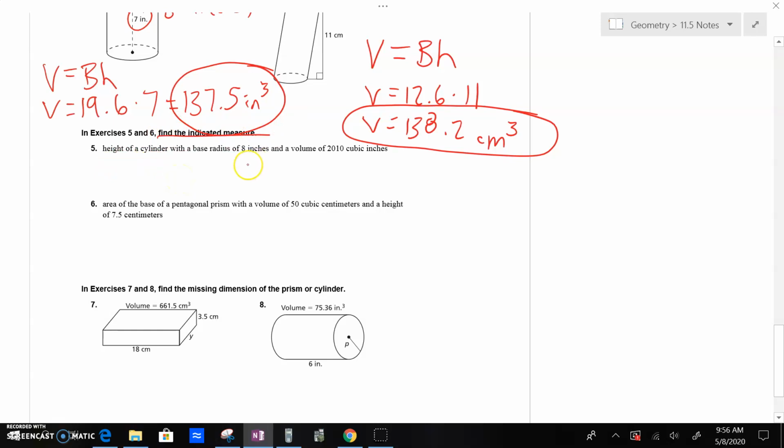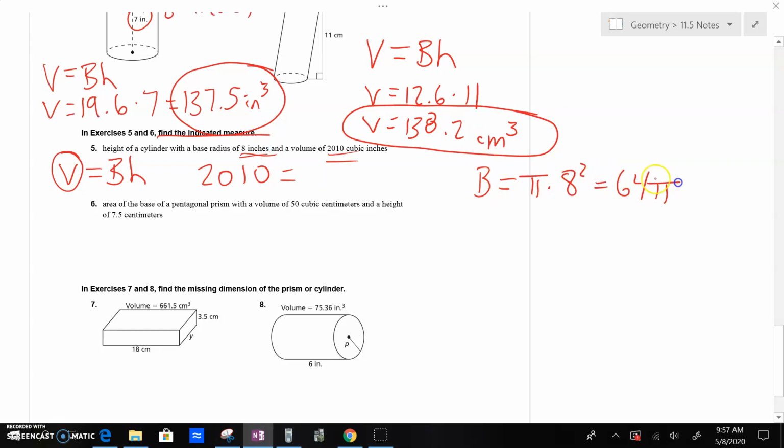With a base radius? Well, let's see. All I need to do is look at the equation for that. So I have base times height, and I know the volume is 2010. I'm going to put that where V shows up, then equals the base. I have to figure that out, right? But I know that the radius is 8. So if the radius is 8, my base would be pi times 8 squared, which would be 64 pi.